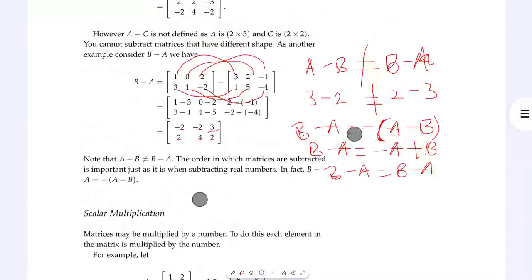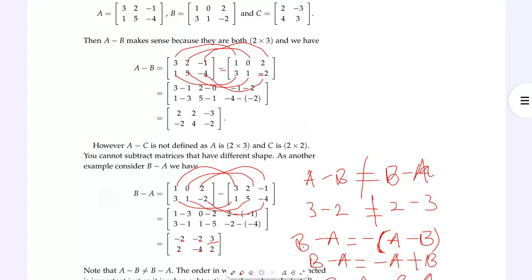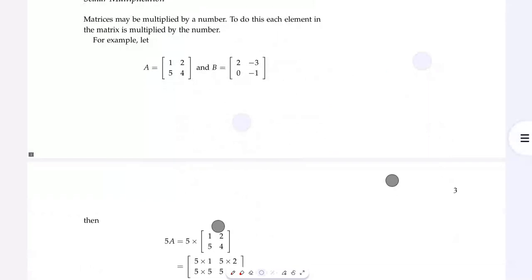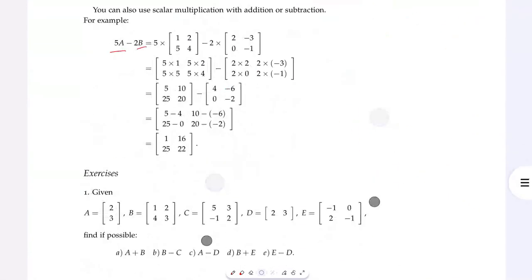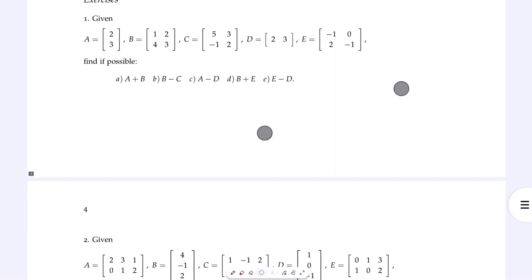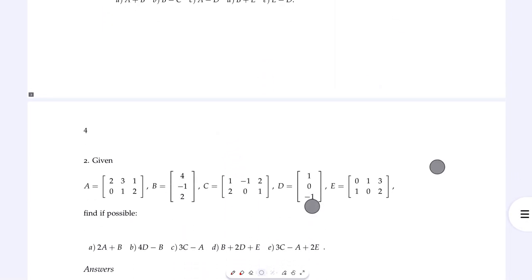Look at what I wrote here. I cannot do A minus C in our example. I said A minus C is not defined because A is 2 by 3, C is 2 by 2. So you also have to give your reasons for why they are not possible, if they are not possible. Do you get what I'm saying now? So these are the questions. That's question 1. Then this is question 2.